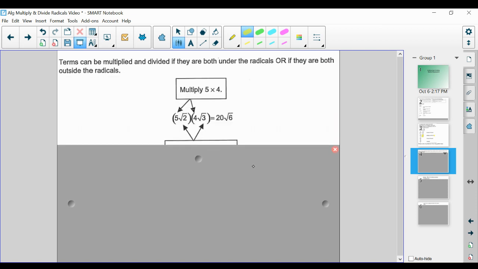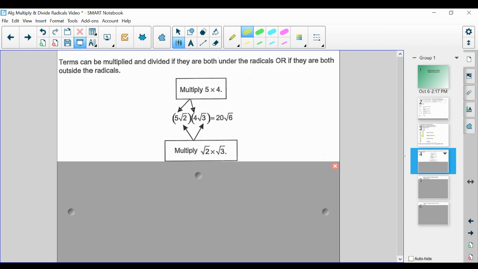So if we have this expression, 5 root 2 times 4 root 3, you're going to notice that we're going to multiply 5 and 4 because both the 5 and the 4 are on the outside of our radicals. We're going to multiply root 2 by root 3 because those are underneath the radicals. When we do that, 5 times 4 is 20. The square root of 2 times the square root of 3 is the square root of 6.